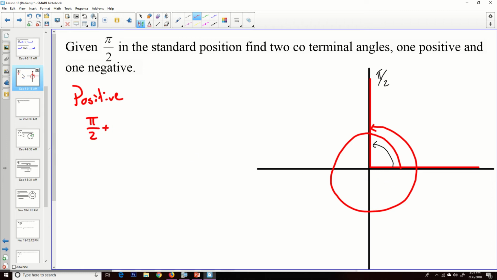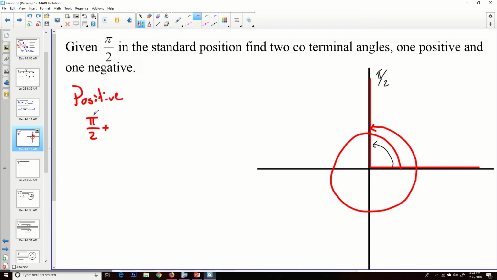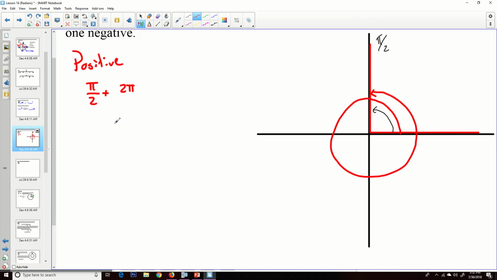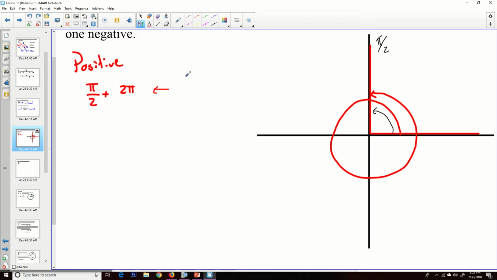Well, a circle we already know from a previous slide is 2 pi radians. So here's what we're going to do. We're going to take this pi over 2 and then we're just going to add 2 pi. Now we can't do that directly because we have a fraction and a whole number here. So I need to convert this into like terms. I need to find common denominators.